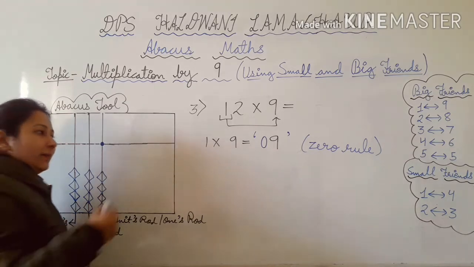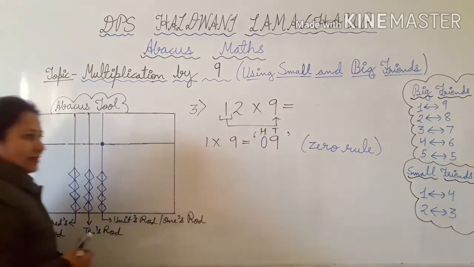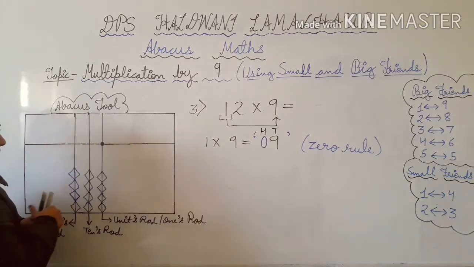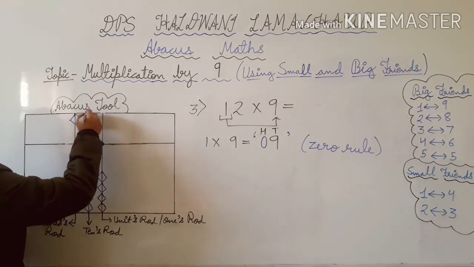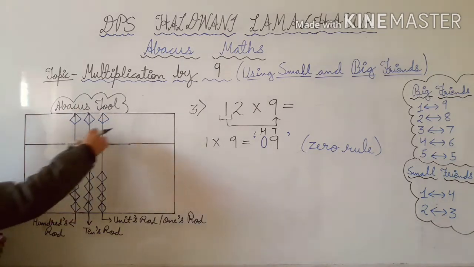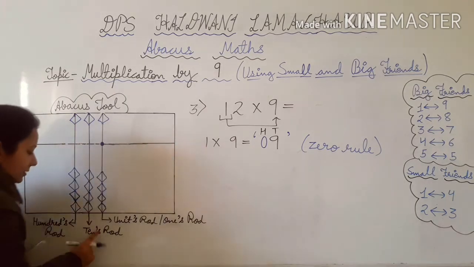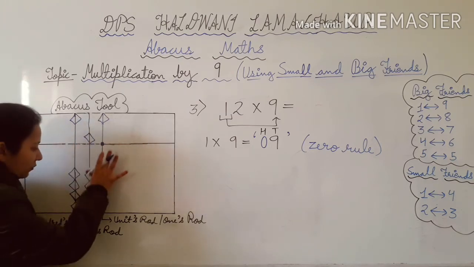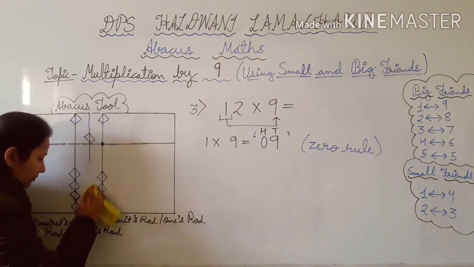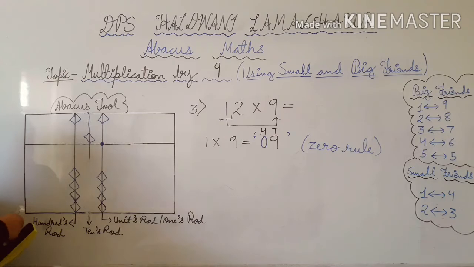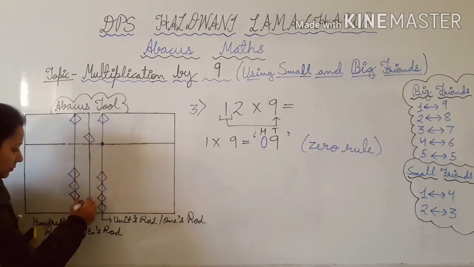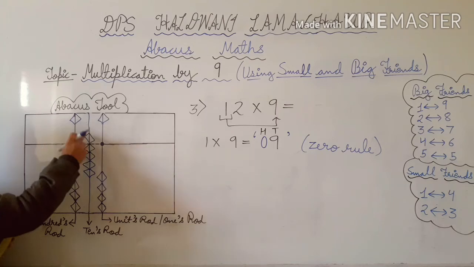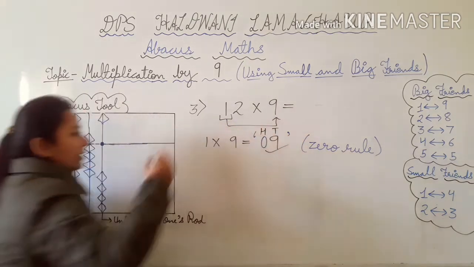Now the first digit will go in 100's rod and the second digit will go in 10's rod. Now, 0 in 100's rod, 0 means nothing. And 9 in 10's rod. Now set your abacus, upper beads up, lower beads down. Now 9 in 10's rod. 9 means use the help of 5. 5 and 4 from down. 9. Now 9 I have added in tens rod.